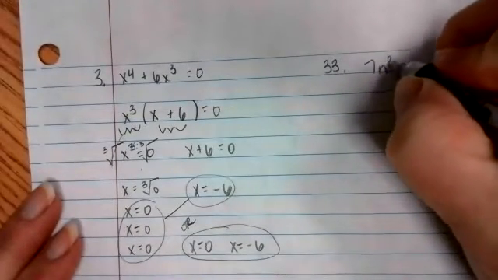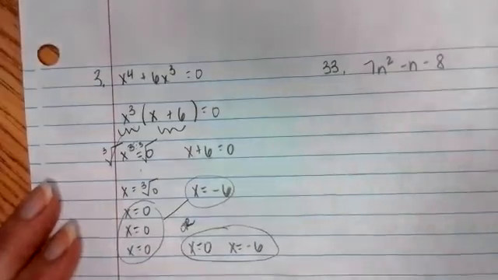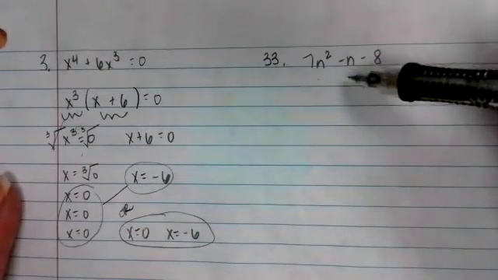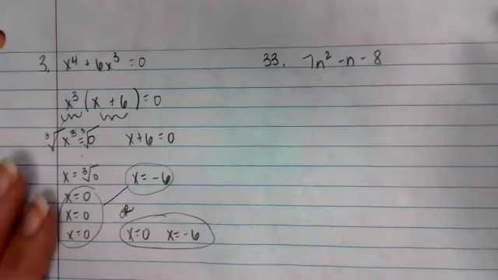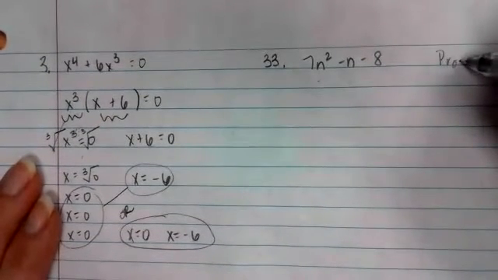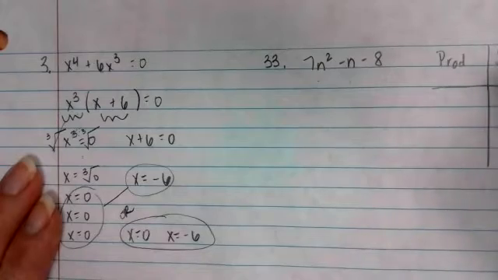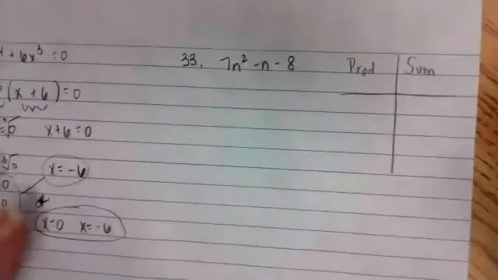we have 7n squared minus n minus 8. So 3 terms. Is there a greatest common factor that goes into all 3 of these terms? I'm going to go with a no. So I'm going to make my product sum chart.